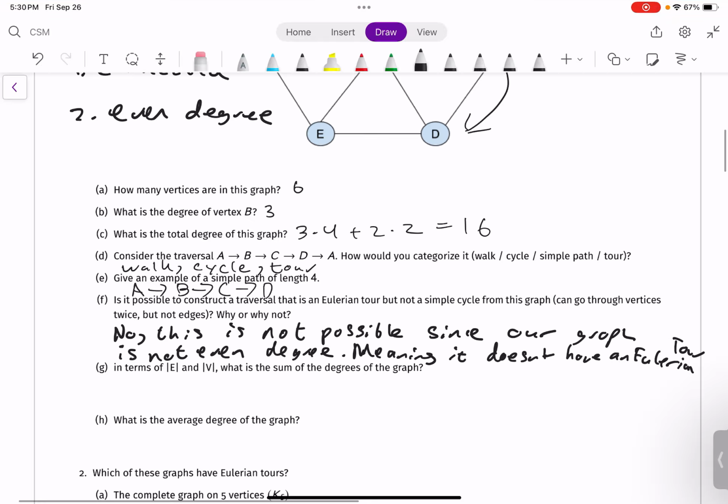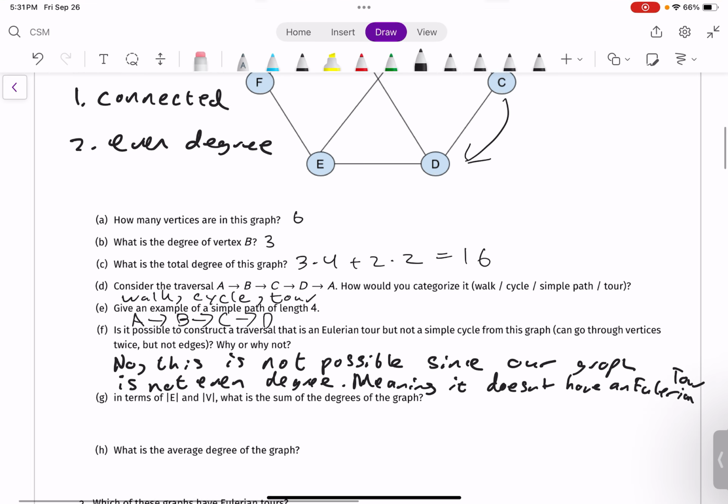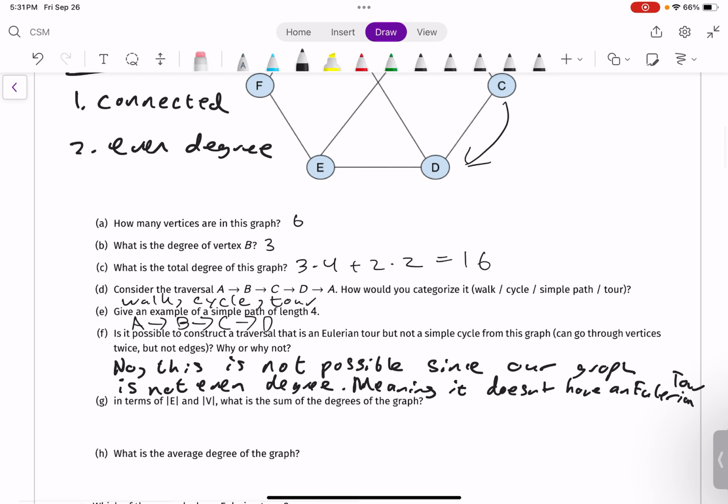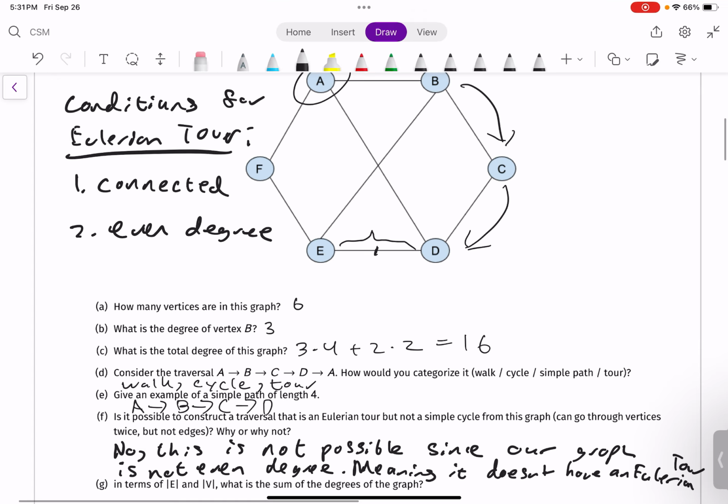Okay, part G. In terms of the number of edges and the number of vertices in our graph, what's the sum of the degrees in our graph? So remember, each edge in our graph adds 1 degree to each vertex that it connects. And it connects 2 vertices.